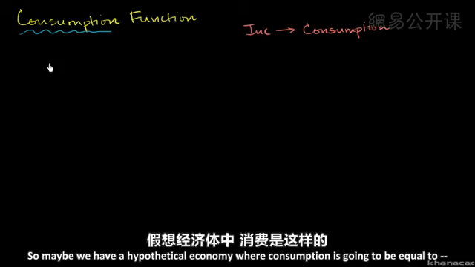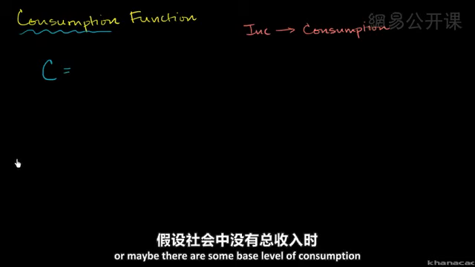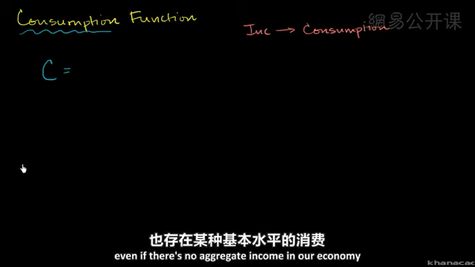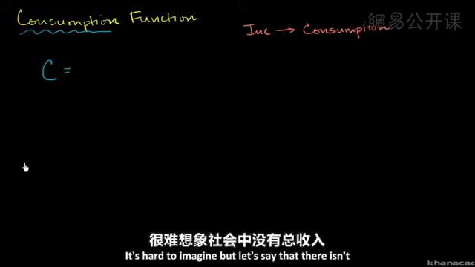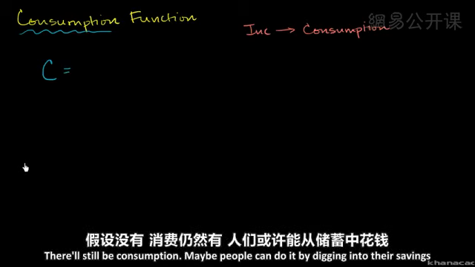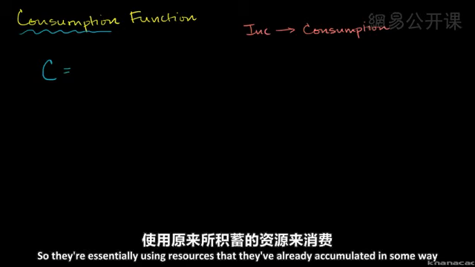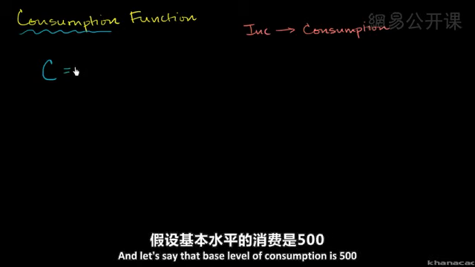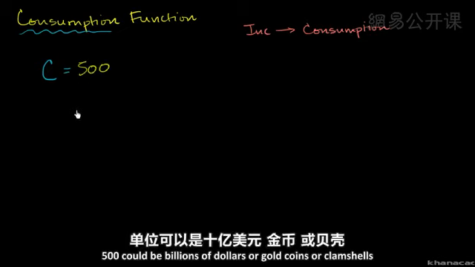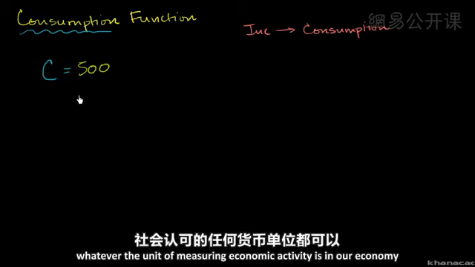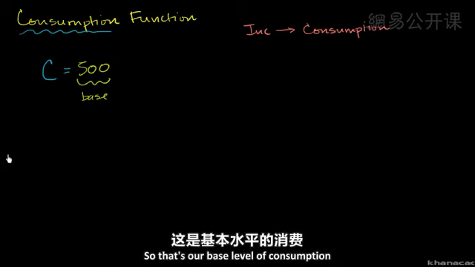So maybe we have a hypothetical economy where consumption is going to be equal to, well, maybe there's some base level of consumption. Even if there's no aggregate income in our economy, it's hard to imagine, but let's say there isn't, there will still be consumption. Maybe people can do it by digging into their savings. So they're essentially using resources that they've already accumulated in some way. And let's say that base level of consumption, let's call that 500. It could be billions of dollars or gold coins or clamshells or whatever the unit of measuring economic activity is in our economy. So that's our base level of consumption.